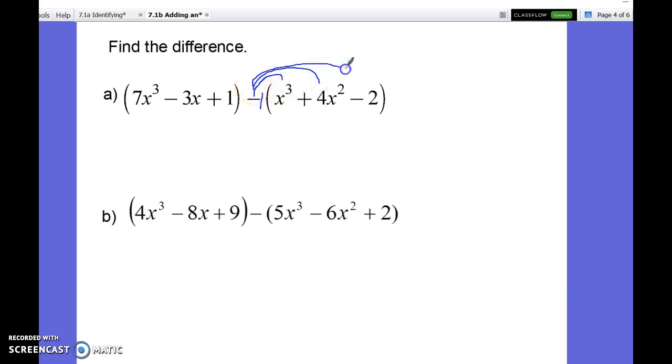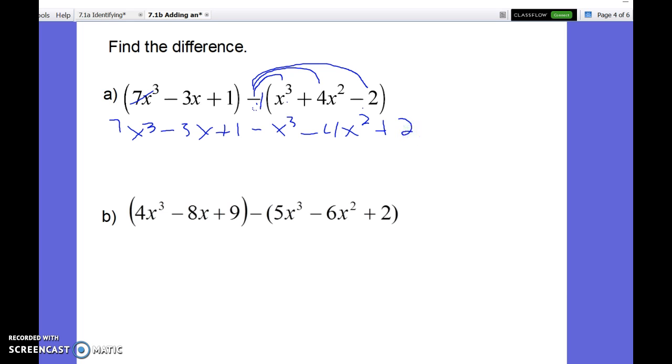Right? You're subtracting all 3 terms in the parentheses, so you have to distribute that negative, or distribute that subtraction sign, to all 3 terms. All right? So we really have 7x cubed, well, minus x cubed plus 4x squared minus 2x... I'm just going to rewrite this. We'd have a negative times x cubed, negative times positive 4x squared, and then a negative times negative 2x, which becomes a positive 2x. So I distributed my negative.